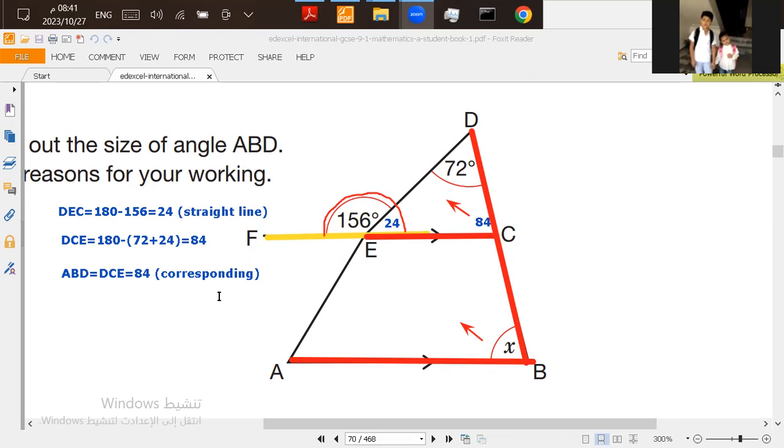It means they are equal. As we said, the reason is corresponding. Now let's move on to the next question.